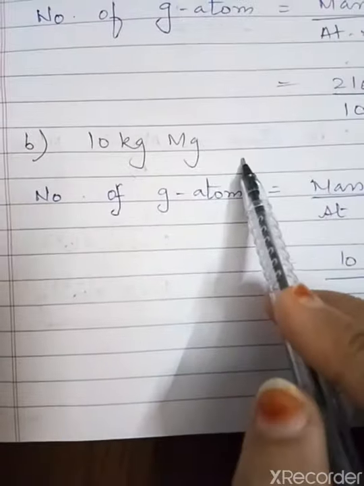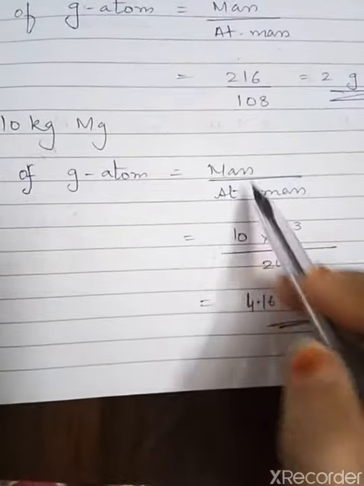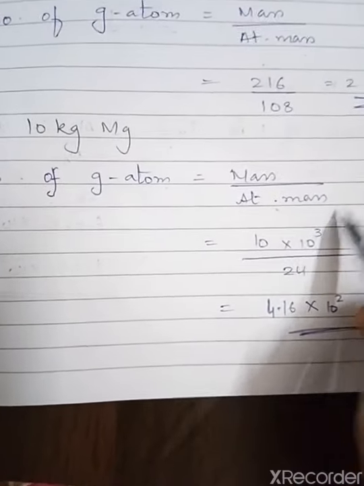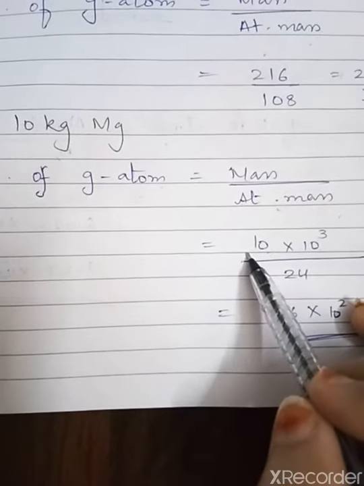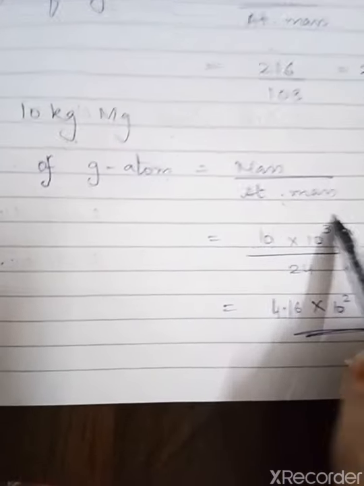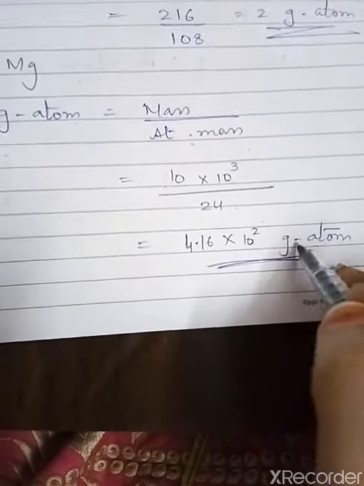10 kilogram of magnesium. Number of gram atoms is equal to mass upon atomic mass. We require gram, so we will convert kilogram to gram. So 10 kilogram is 10 into 10 to the power 3 gram. So 10 into 10 to the power 3 gram upon 24. That is 4.16 into 10 to the power 2 gram atoms.